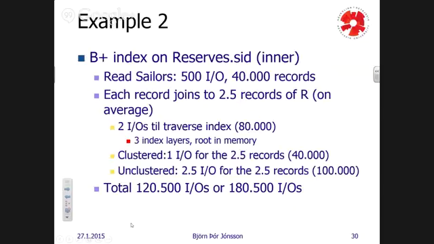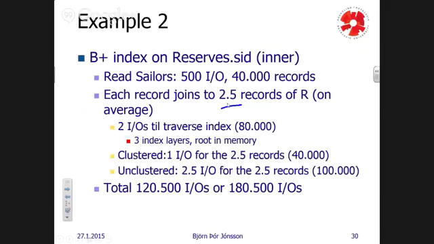If we switch, there's a B+ index on reserves. Then you would read sailors. You get 40,000 records. And each record in the reservations joins to 2.5 on average. How do I know this? How do I know that each sailor makes on average 2.5 reservations? Yeah, count the relation. So we have 100,000 reservations, 40,000 sailors. Do the division.